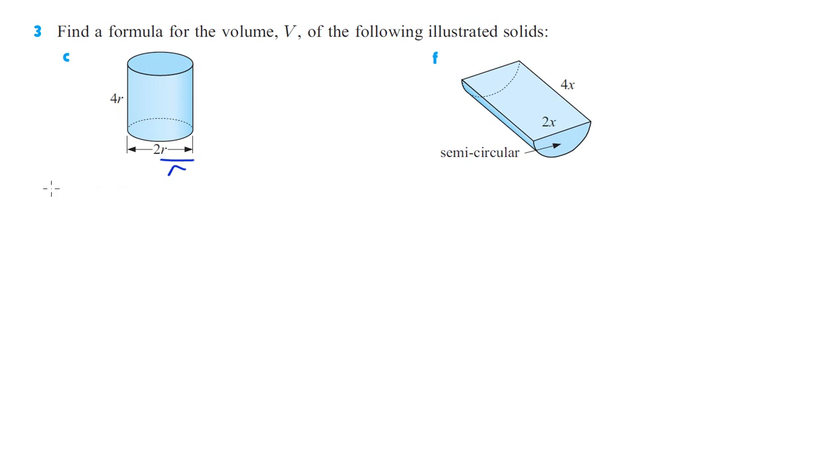Alright, so the area of the circle is going to be pi times radius, in this case r squared, and then we have to multiply that by the height, which is 4r. So, let's see, we've got 4 pi, so 4 times pi, and then we have r squared times r, which is r cubed. So there's the formula for the volume. Once we know what r is, then we can figure out the volume of the whole thing.